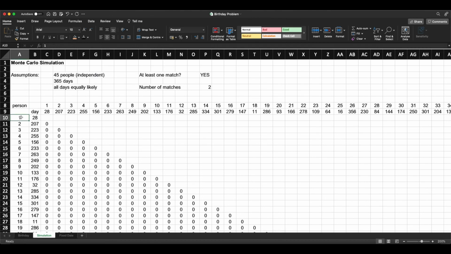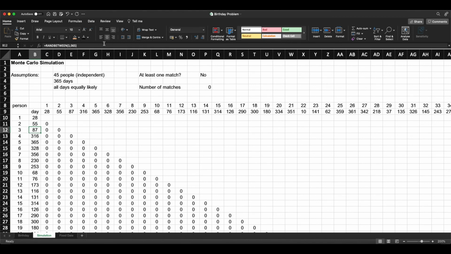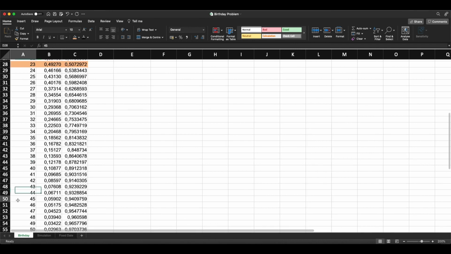When we run this example again, you see, now we have no match. But when we run it again, the number of matches is 5, 4, 1, 5, 3, 3, 2, 1, 1, 1, 4. So the number of matches is mostly bigger than 0. We can also see here that with 45 people, only 6% is the probability that no one shares the birthday with another person in the room.